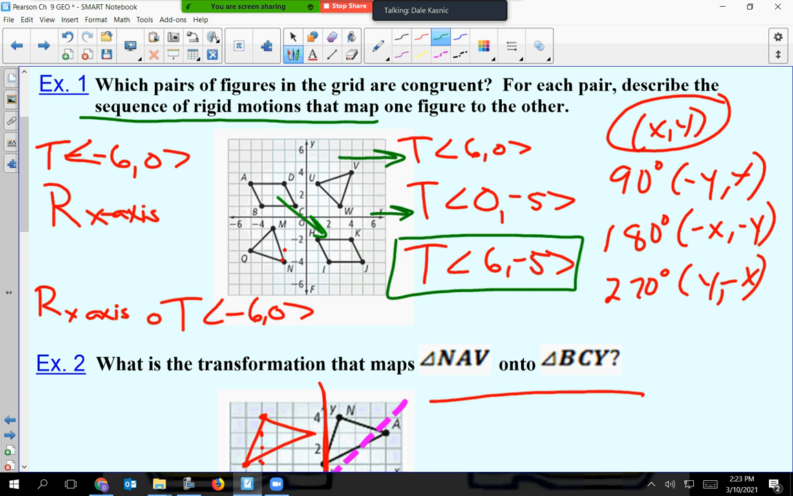So then we looked at the triangles, and what we kind of decided was that we did these rules here. We translated it over 6. So this U went to right here. And then V, we moved it over in the negative direction 6 again. So it got me here.